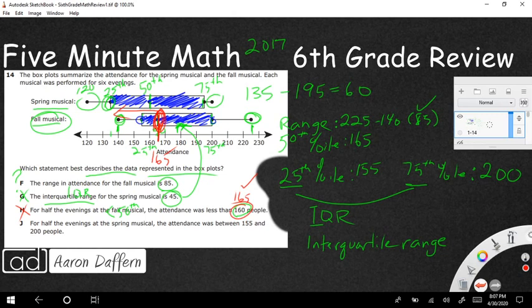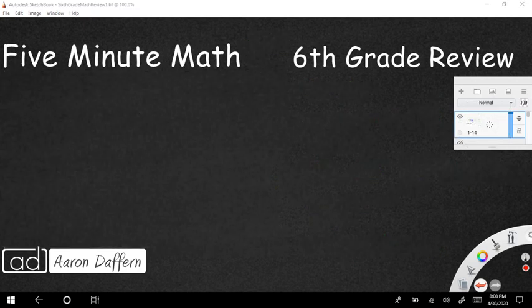And then finally, we've got for half the evenings in the spring musical. So once again, we're looking at the 50th percentile. That's at 160. The attendance was between 155 and 200. Close. 200 is a good upper range, but this 50th percentile is at 160, not at 155. So if you would have made this 160, we would have been good. So our answer is going to be F, but there's a lot more they could have asked you on this box and whisker plot or box plot problem. So that's probably going to be the hardest one for this evening.